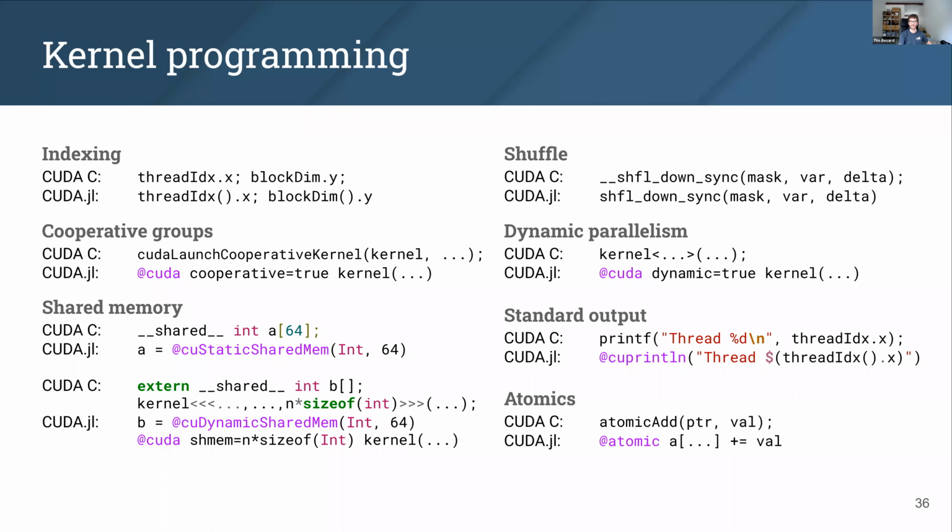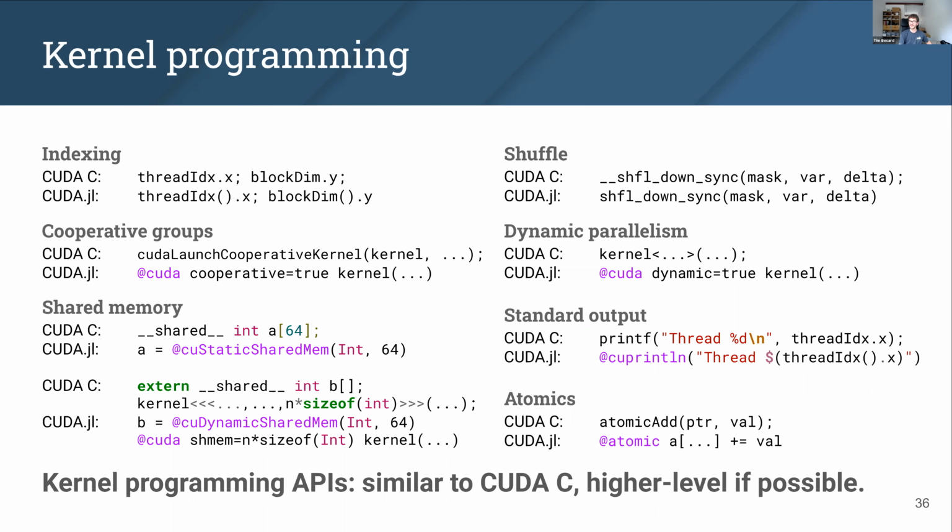For example, thread indexing and block indexing is pretty identical, except that we're using a named tuple instead of a structure. You can use cooperative groups or dynamic parallelism by passing the appropriate keyword arguments to the @cuda macro. We support shared memory, we support atomics, but again, many of these are slightly higher level because we benefit from the advantages that Julia has to offer. For example, instead of you having to call a bunch of atomic functions, we have this @atomic macro, which inspects the operation you want to do and automatically dispatches to an appropriate low-level atomic.